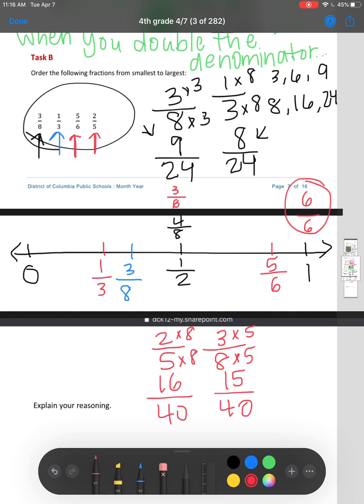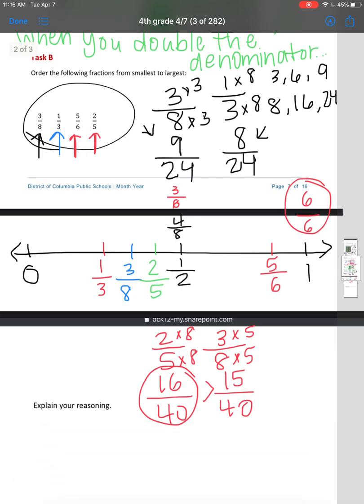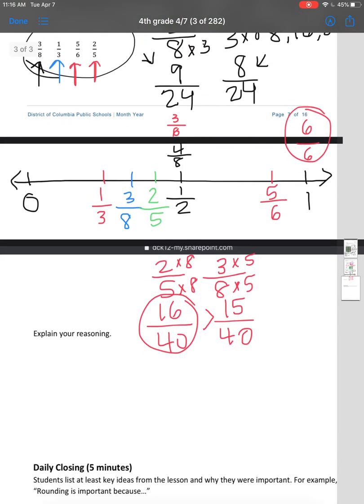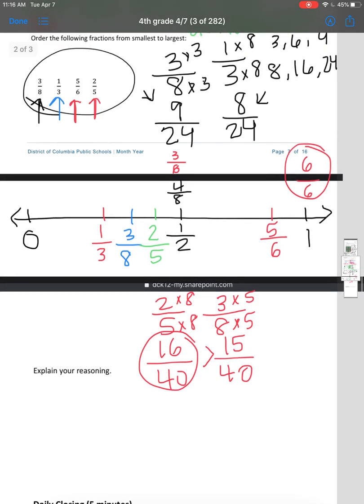So I can see that 2/5 is greater than 3/8 because 16/40 is greater than 15/40. So I'm going to say that means that 2/5 has to fall about right here, right before the 1/2, but after the 3/8. Okay, so now that we have all of our fractions on the number line, we can put them in order from, what did it say?